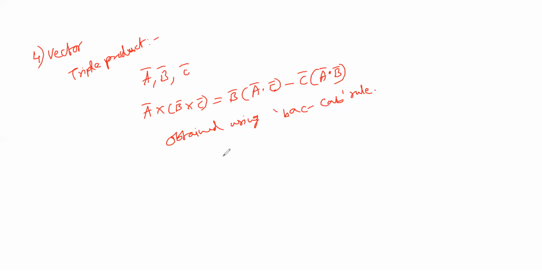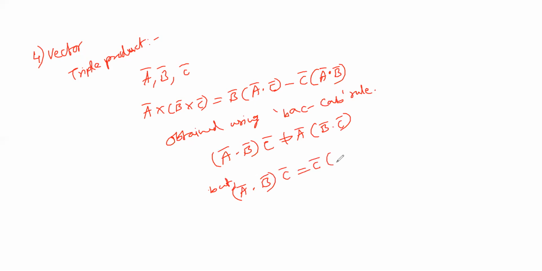Here, A bar dot B bar into C bar is not equal to A bar into B bar dot C bar, so that expression is not possible. But this expression is possible: A bar dot B bar into C bar equals C bar into A bar dot B bar. This is about vector multiplication. Okay, thank you.